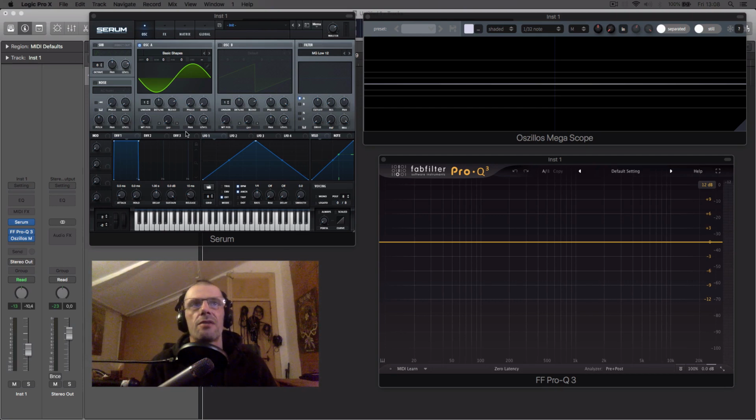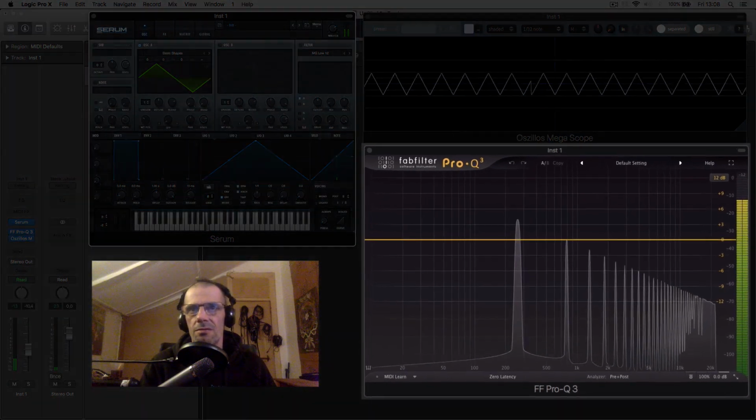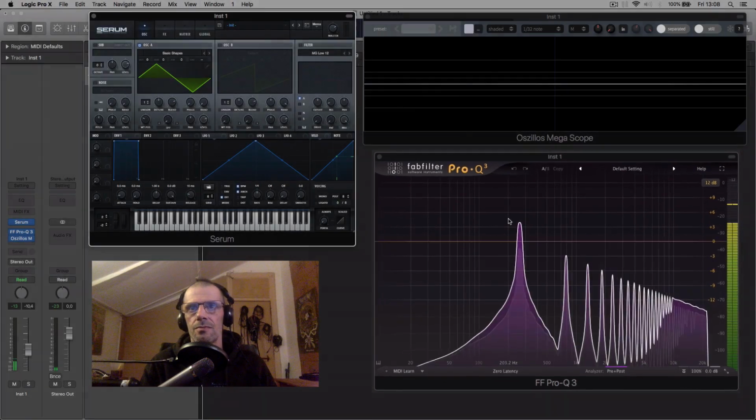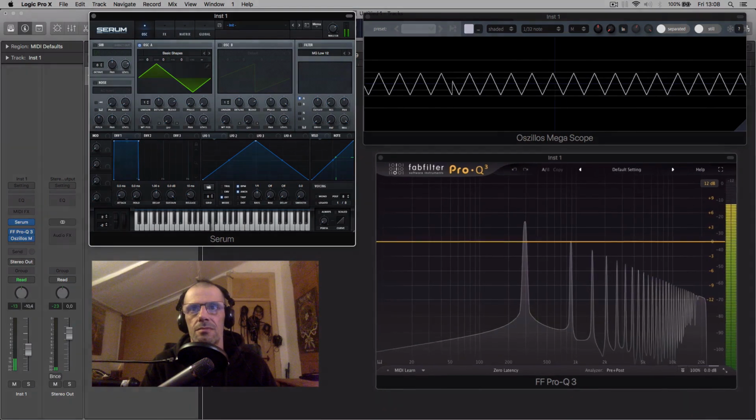Next we have the triangular waveform. It has harmonics above the fundamental. Odd-numbered harmonics where the amplitude exponentially decreases, as we can see on the graph.